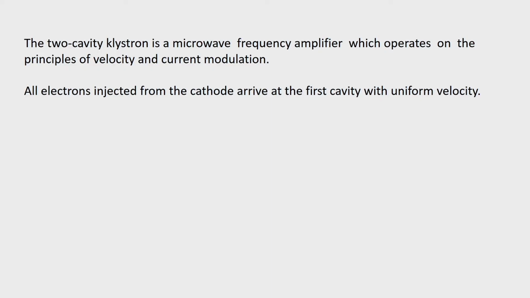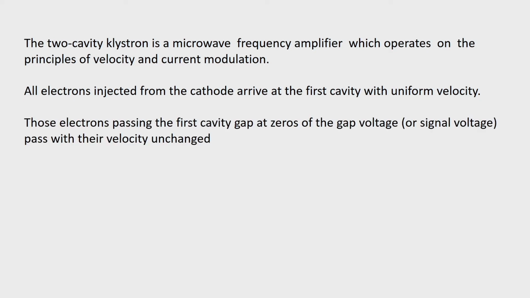All electrons injected from the cathode arrive at the first cavity with uniform velocity. These electrons passing the first cavity gap at zeros of the gap voltage pass with their velocity unchanged. So, if it happens that the electrons appear at the buncher cavity at an instant when the RF signal is going through its zero, at that time the electron's velocity will remain unchanged.